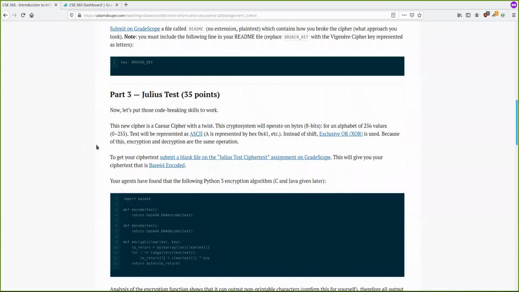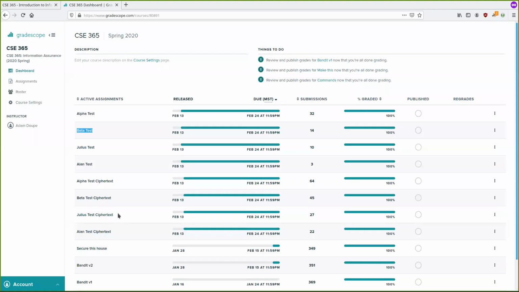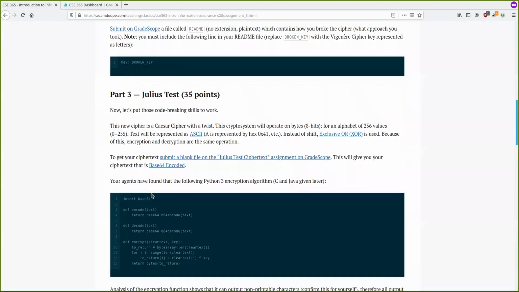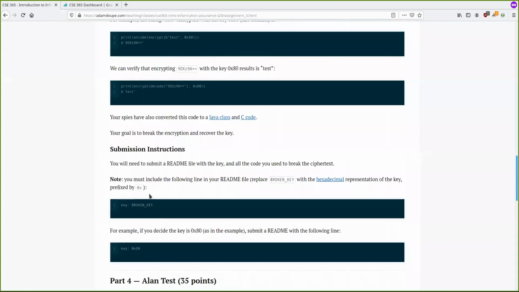Similar to parts 1 and 2, you submit a blank file to the Julius test ciphertext problem to obtain the ciphertext that you need to break, decrypt it, and submit your solution to the Julius test problem for it to be graded. Your solution, just like all the previous parts, should contain a key in this specific format and a description of how you broke it. A key difference, however, is that you have to include the key in the hexadecimal form, which means that it should be prefixed with 0x.